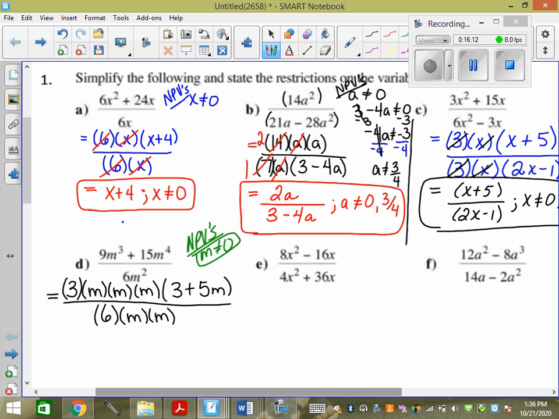So m and m cancel, m and m cancel, and then the 3 and the 6 are by themselves, so the 6 divided by 3 is 2, 3 divided by 3 is 1, so I'm left with m, 3 plus 5m over 2. Stop talking. m cannot equal 0.